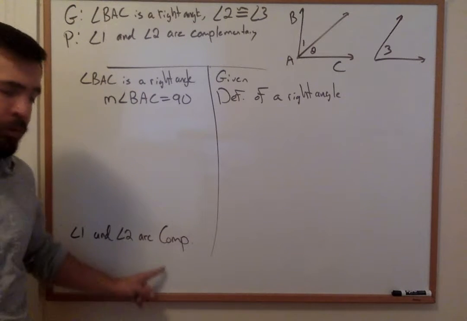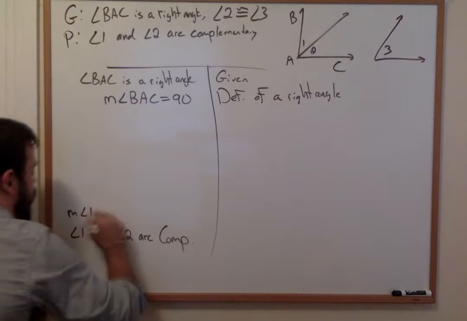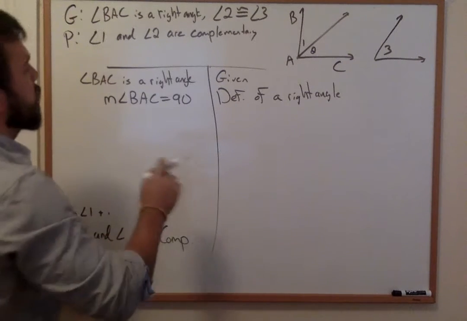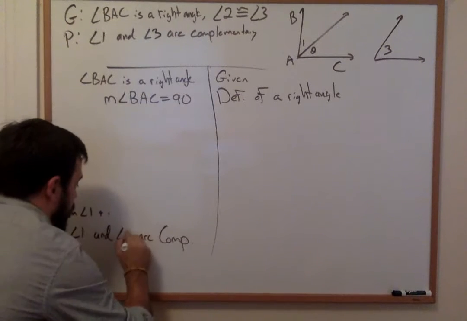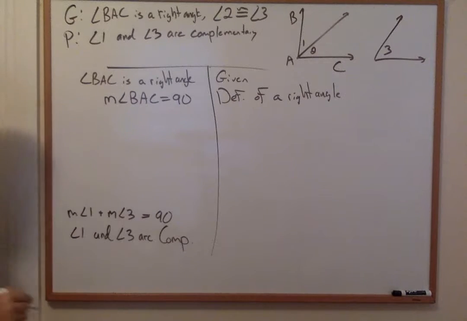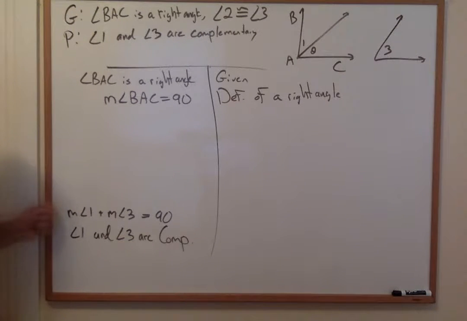And I might also say, if I'm trying to show that they're complementary, I will need to show that the measure of angle 1, I did this last time, it's angle 1 and 3 are complementary. The measures of angle 1 and angle 3 add up to 90. Okay. I know what I have to prove. I know what the step before that is going to be. That gives me some direction. I need to show the measure of 1 plus the measure of 3 equals 90.